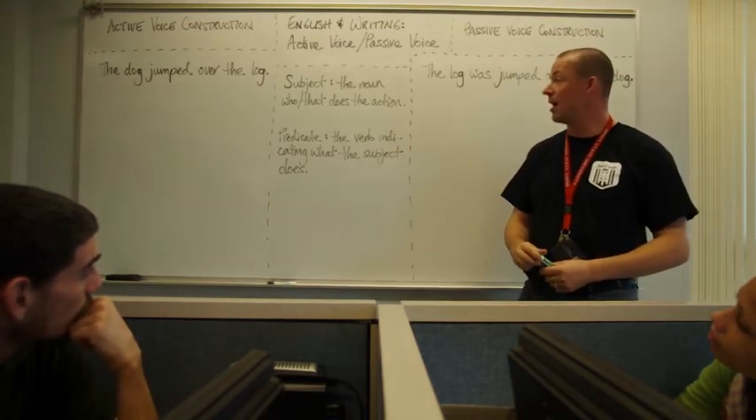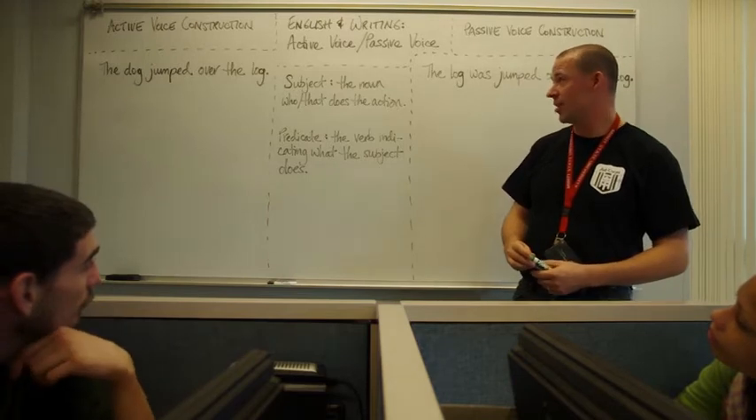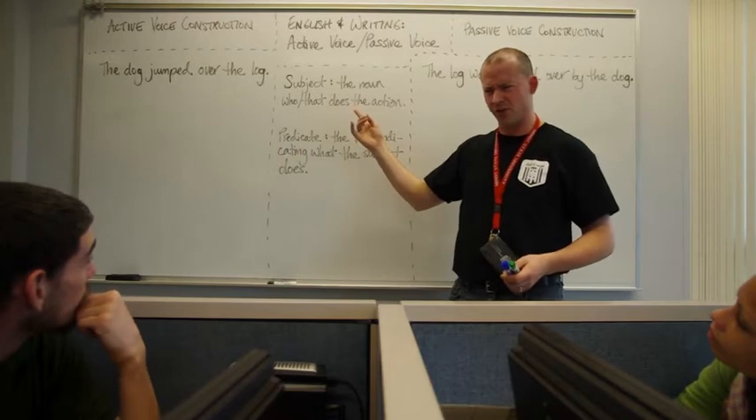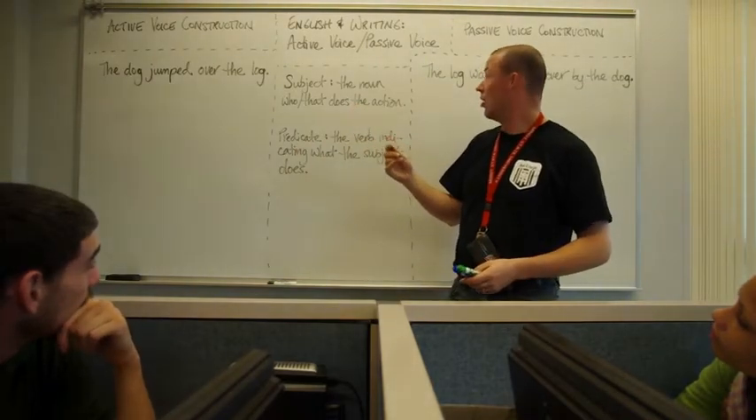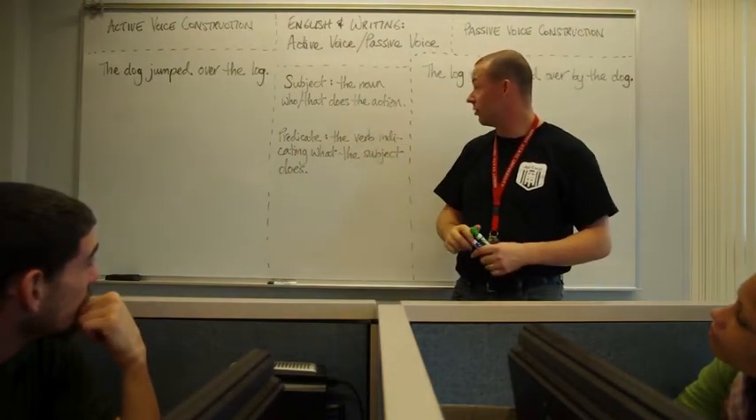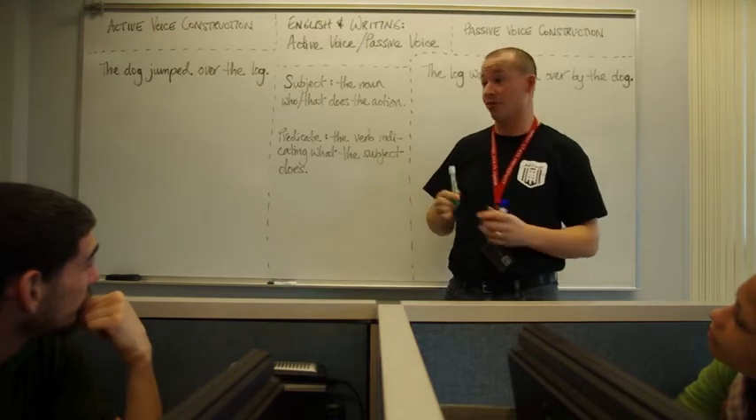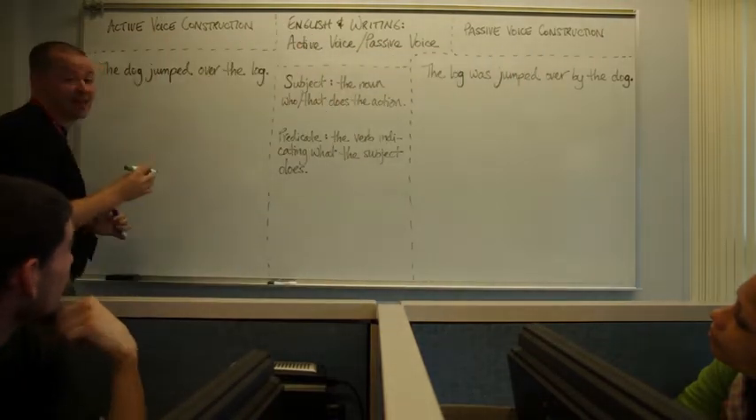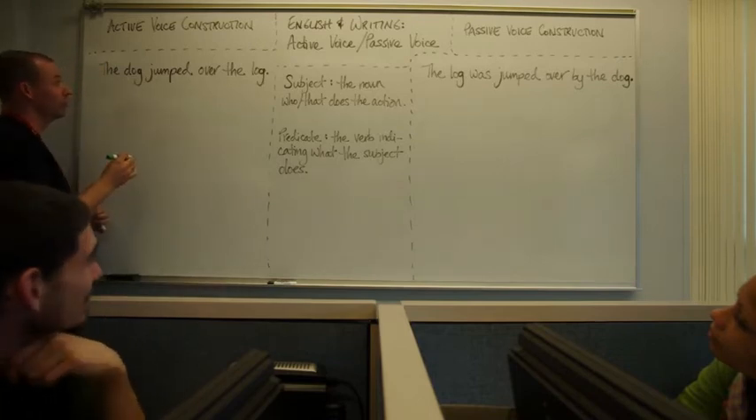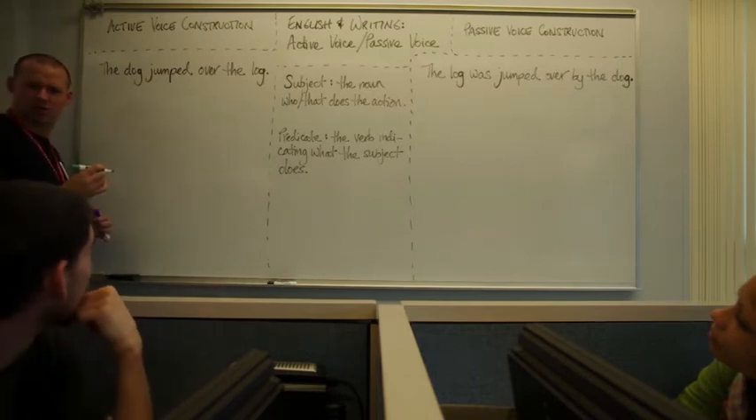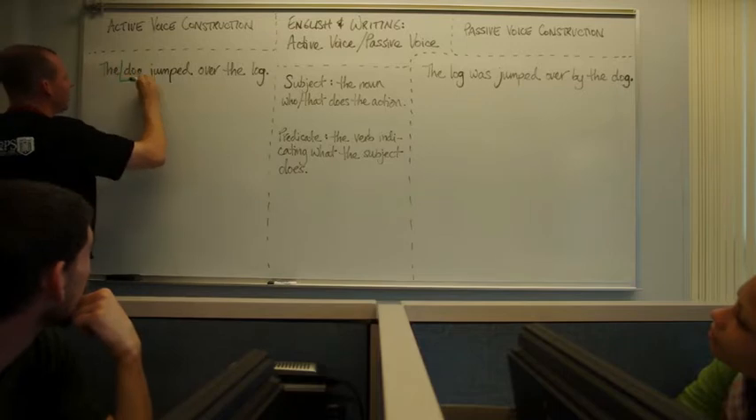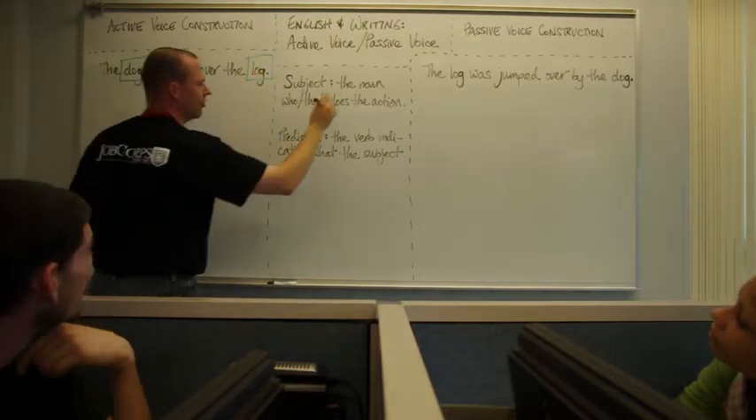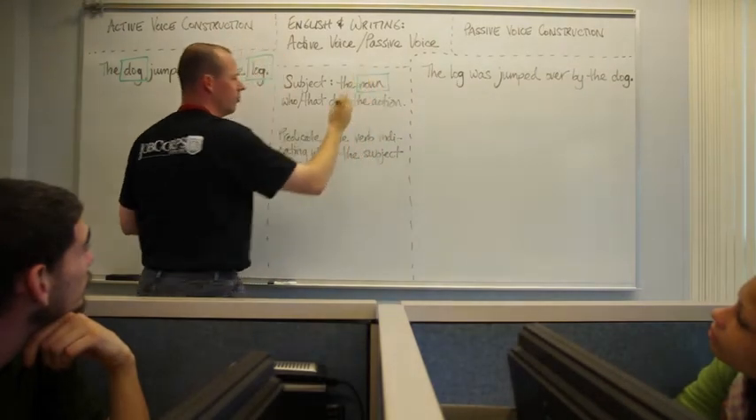Now, what would be the best way to find the subject and the predicate in this sentence here? Which should we look for first? The noun. Okay, Chris says the noun is what we should look for first. Let's find where the nouns are. I did say nouns, plural. Where are they? There would be dog and log. Okay, excellent. Those are your nouns. There's two of them.